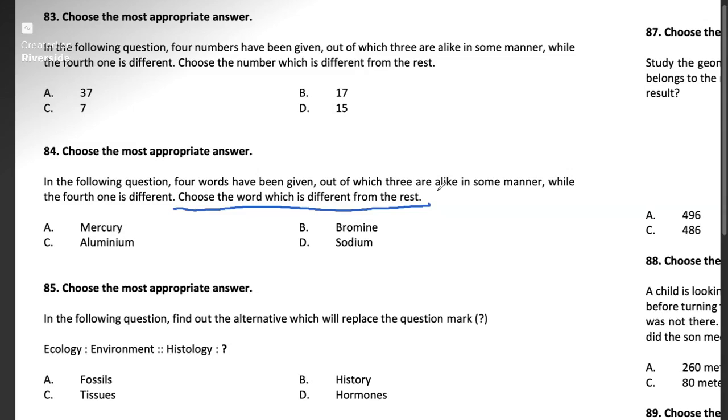Okay, sir. Is it bromine? Okay, we'll see to it. Anybody else? Mercury is liquid at room temperature. Aluminium is solid. Bromine is gas. Sodium is solid, right? So no breakthrough over here. Mercury is a metal. It's a liquid metal, the only liquid metal, right? Aluminium is also a metal.